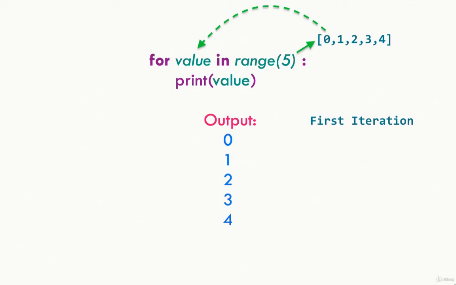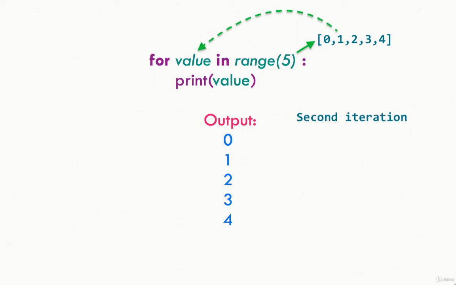For the first iteration of the loop, the first value of the list, that is 0, will be inserted in the variable value, and then it will be printed by the print command in the body of the loop. Then in the second iteration of the loop, the second value of the list, that is 1, will be inserted in the variable value and it will be printed. Similarly, in the third iteration of the loop, the third value of the list, that is 2, will be inserted in the variable value and it will be printed on screen.